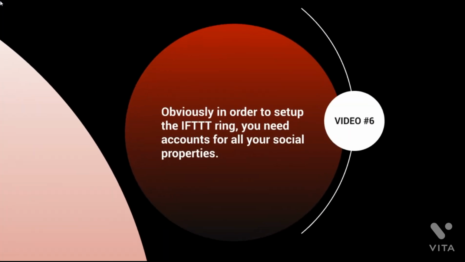Obviously, in order to set up the IFTTT ring, you need to have accounts for all of your branded social properties. In other words, you need to have the username and password for Facebook, for Twitter, and for all the other social media properties. Now, if you already have some, then great, you don't have to create those. But for the ones that you do not have, you want to be able to create those.